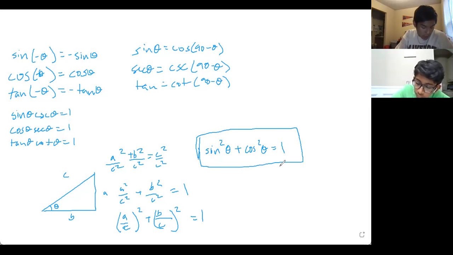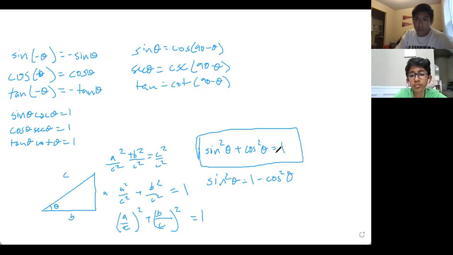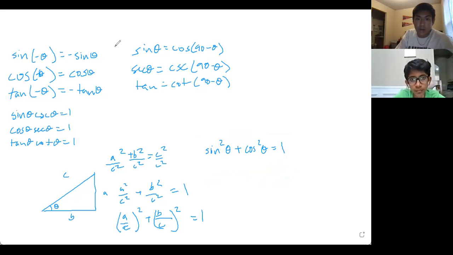The reason this is so good is because there are so many applications. Like you can change this: sine squared theta equals 1 minus cosine squared theta, just by moving that. You could also divide everything here by sine squared theta. This is actually one you'll use more often. To get, well, what is this? This is 1 plus cosine over sine squared. Cosine over sine is cotangent.